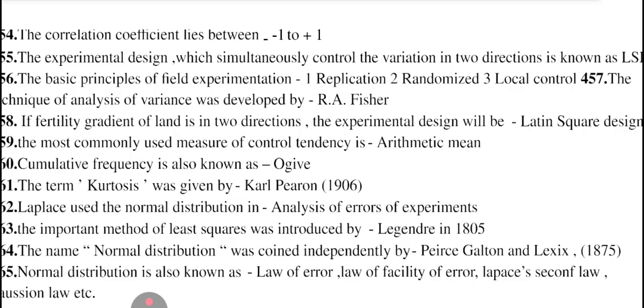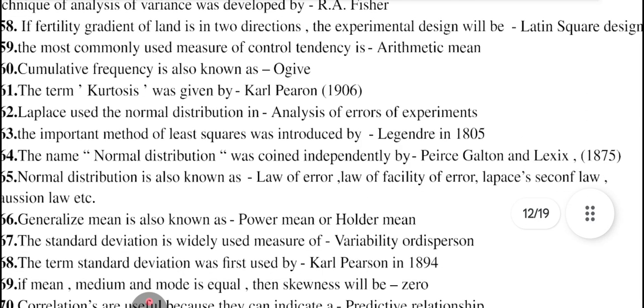Technique of analysis of variation was developed by R.A. Fisher. If fertility gradient of land is in two direction, experimental design will be Latin square design. Most commonly used measure of central tendency is arithmetic mean. Cumulative frequency is also known as Ogive frequency.